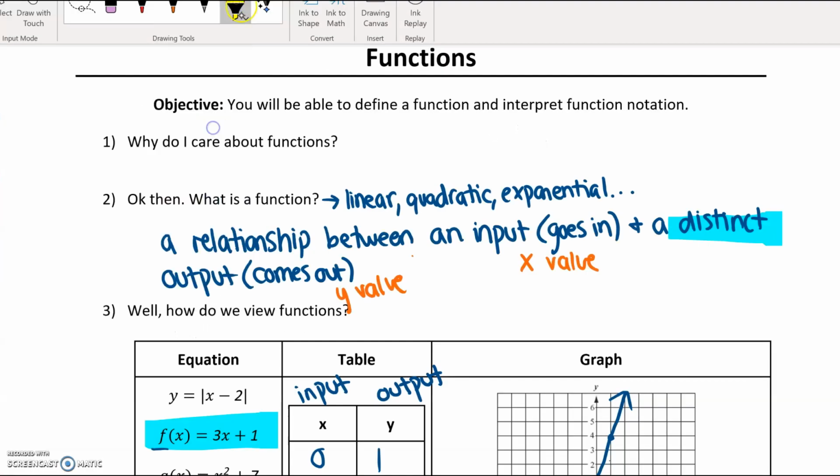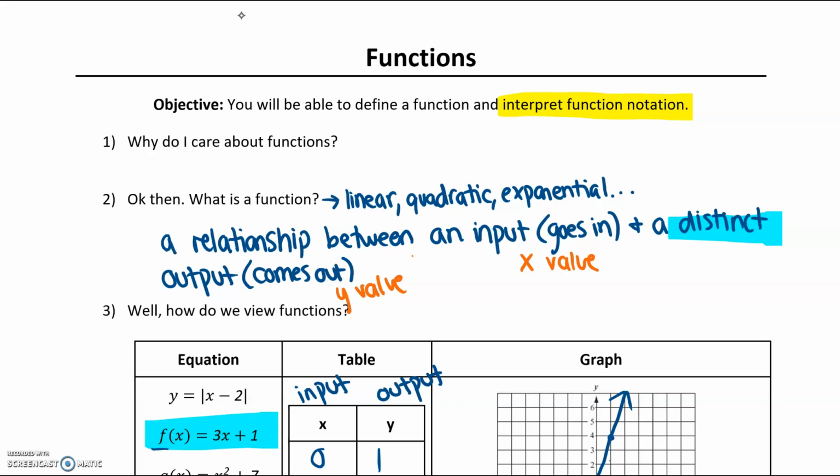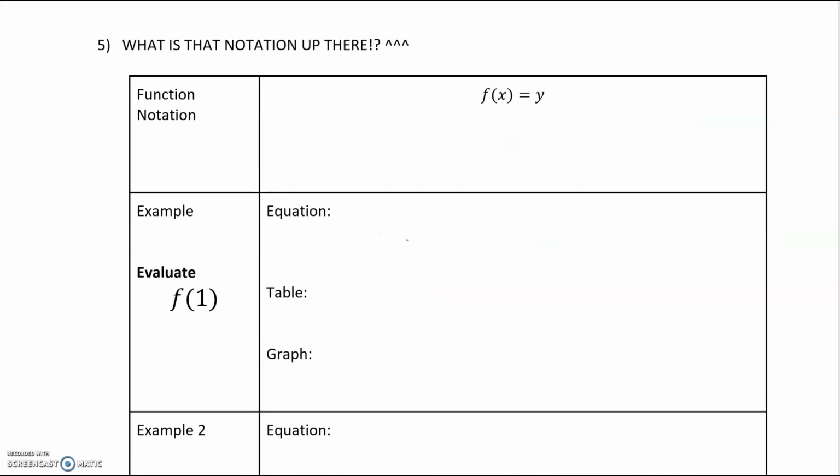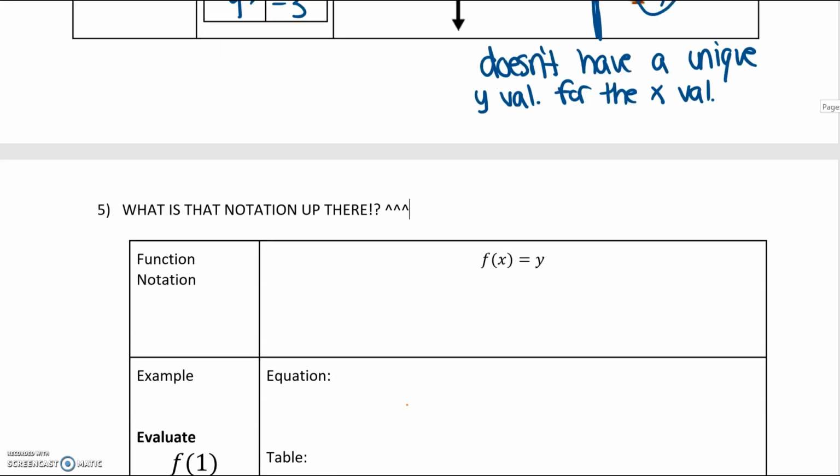Hey everyone, we're back to talk about functions, but this time we're going to talk about interpreting function notation. So last time you learned a function is a relationship between an input and output, but for every input it should have a unique output. So again, a vending machine shouldn't pop out Skittles and Hot Cheetos, it should just pop out Skittles, right? That's a unique output.